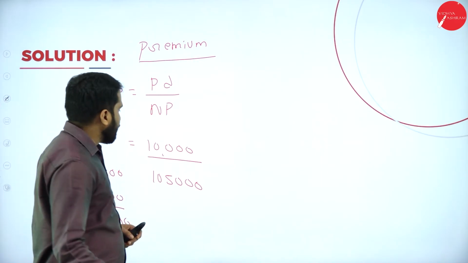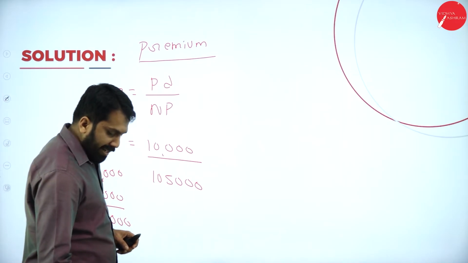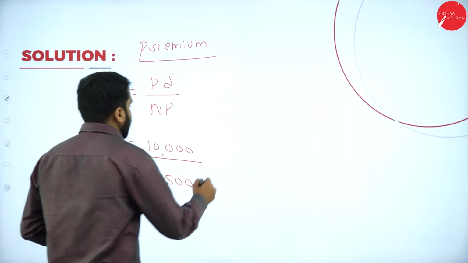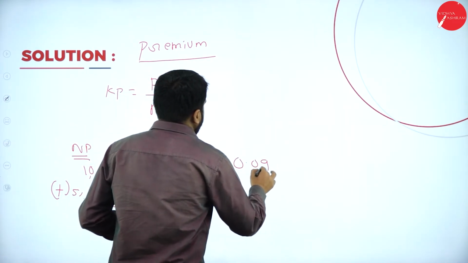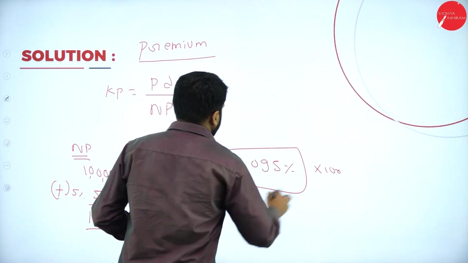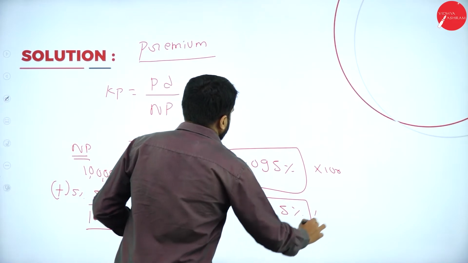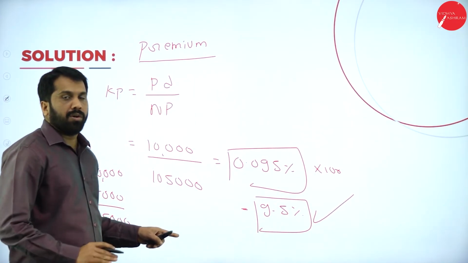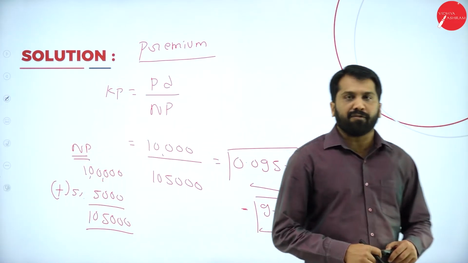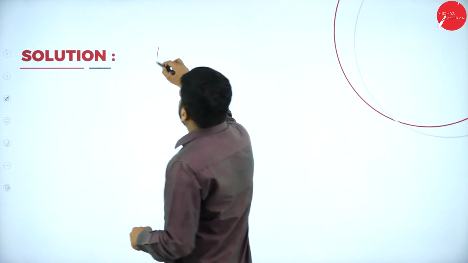Now, what is the answer? 10,000 divided by 1,05,000. So, it will be 0.095. Multiply by 100. How much will you get? 9.5% is your answer. Any doubt? Hopefully, there is no doubt. Your final answer is 9.5%.